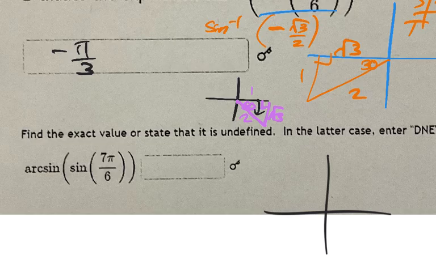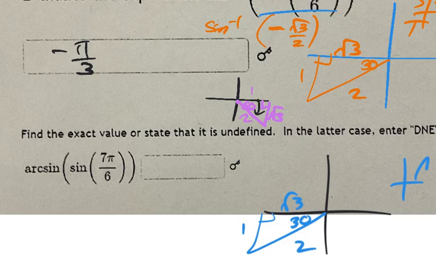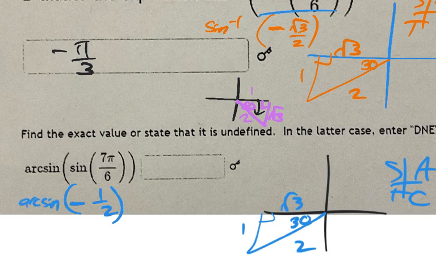Sine of 7 pi over 6 puts me in the third quadrant. This is a reference angle of 30, meaning this is a 30, 60, 90. Opposite of 30 is 1, radical 3, 2. Because I am in the third quadrant, sine is negative. Sine is the opposite over the hypotenuse, which would be 1/2. So what's in parentheses is negative 1/2. So now can I find the arc sine of negative 1/2?